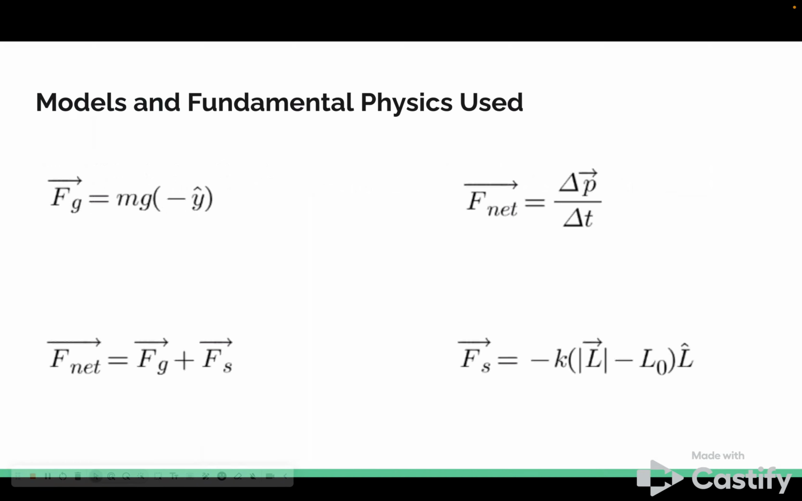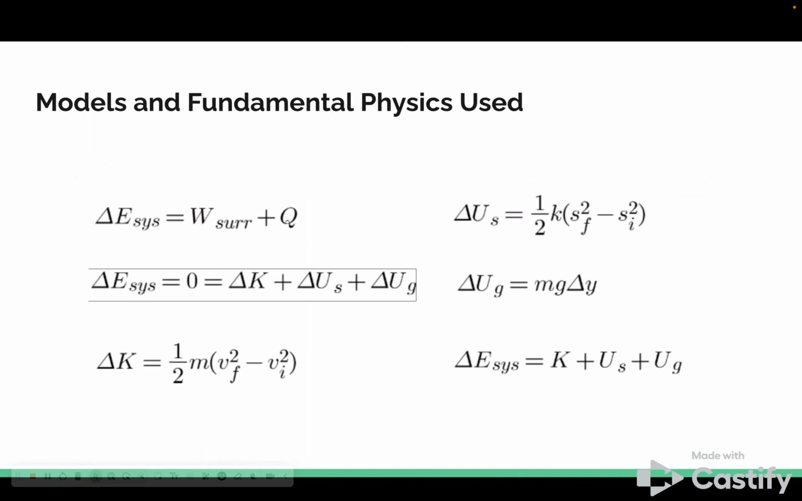Some models in fundamental physics used, there were actually a lot of formulas that were used. The force of gravity, the net force with the change in momentum, force of the spring, and net force when combined with gravity and the force of the spring. So more is the change in E system and all the different ways to write it, the change in kinetic energy, change in the spring energy, change in the gravitational energy, and so forth and so on.